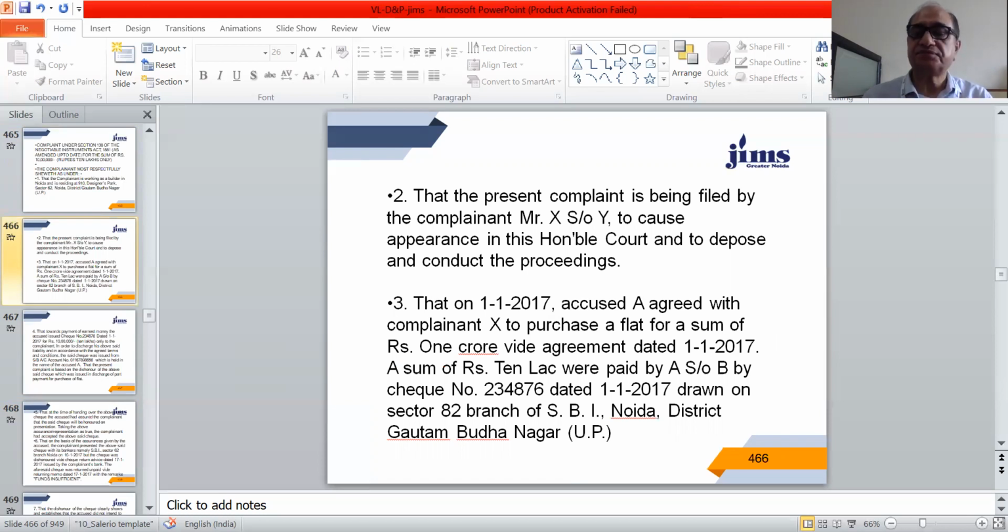Para 3. That on 1/1/2017, accused A agreed with complainant X to purchase a flat for the sum of rupees 1 crore, vide agreement dated 1/1/2017, and a sum of rupees 10 lakh was paid by A, son of B, by check number 234876, dated 1/1/2017, drawn on Sector 82 branch of SBI, Noida, District Gautam Buddha Nagar. Yes, it is the same story.